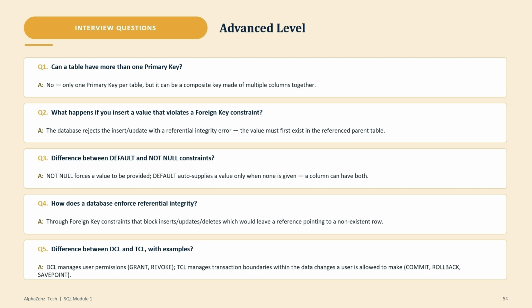Can a table have more than one primary key? No, only one primary key per table. But it can be a composite key made of multiple columns combined together. What happens if you insert a value that violates a foreign key constraint? The database rejects the insert or update with a referential integrity error. The value must first exist in the referenced parent table.